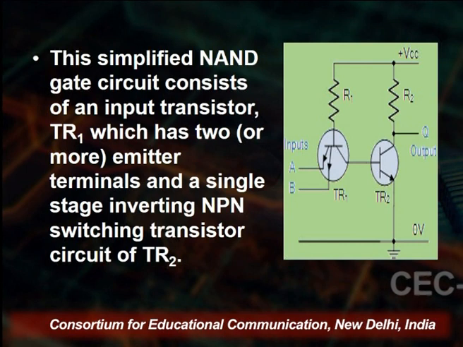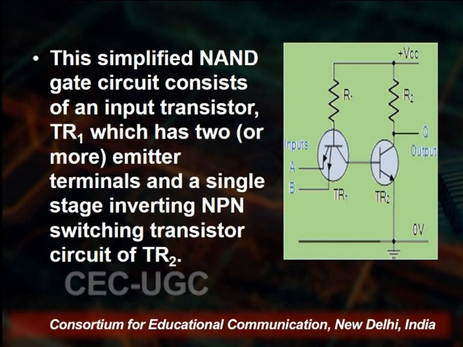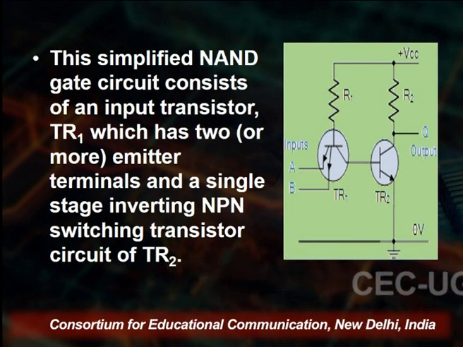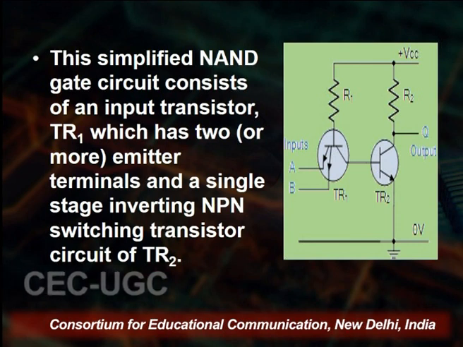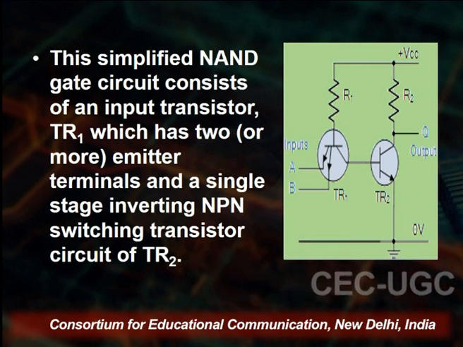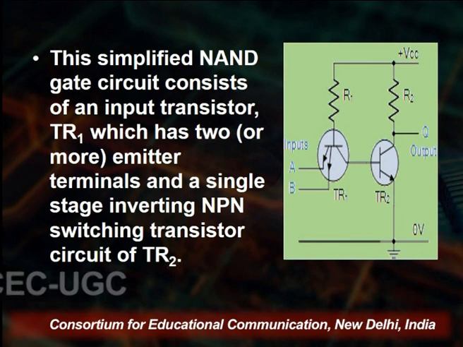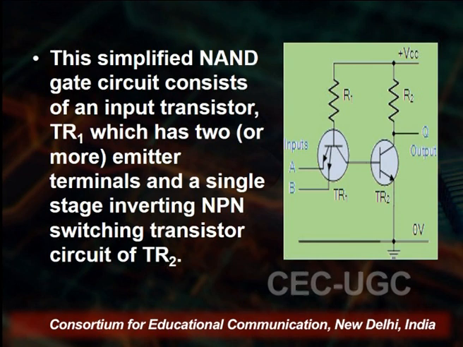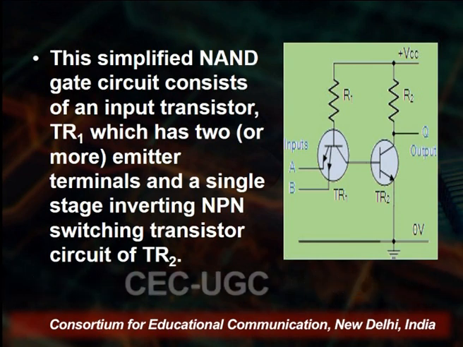You see here we are having this simplified NAND gate circuit, which consists of two transistors. TR1 has two or more emitter input terminals, and a single stage inverter NPN. We can switch the transistor circuit to TR2. This one is attached with the other.